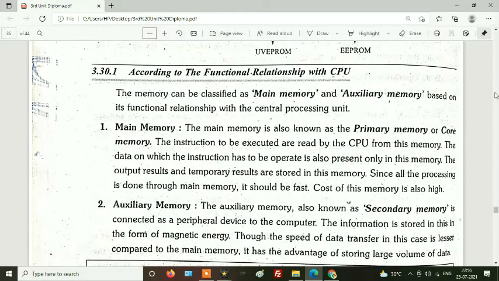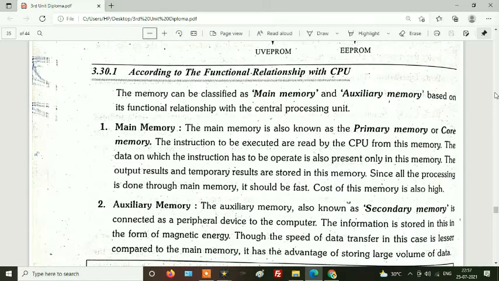According to the functional relationship with the CPU, that is the central processing unit, the memory is classified into main memory and auxiliary memory. So this is based on the functional relationship with the CPU. Coming to the main memory, it is also called primary memory or core memory.